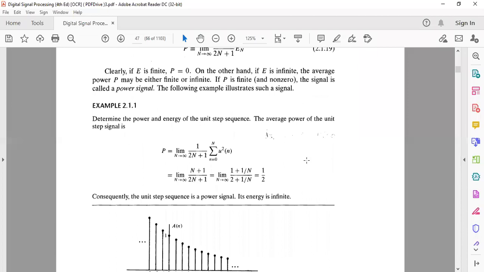Clearly, if E is finite, then P is equal to 0. On the other hand, if E is infinite, then the average power P may either be finite or infinite. If P is finite and non-zero, the signal is called a power signal. A signal whose power is defined and non-zero is called a power signal.